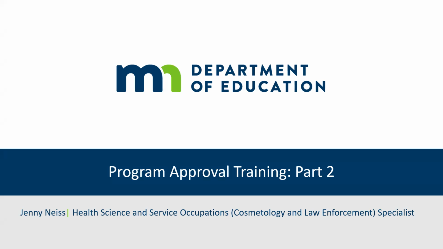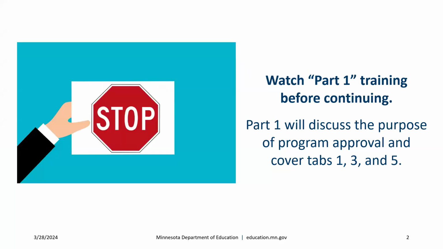This training will help you complete the program application form if you are renewing or for anyone with a new program application. It is recommended that you watch Part 1 prior to this training video. Part 1 covers tabs 1, 3, and 5. Some parts of the tabs we discussed today will be populated by what is entered in tab 1.